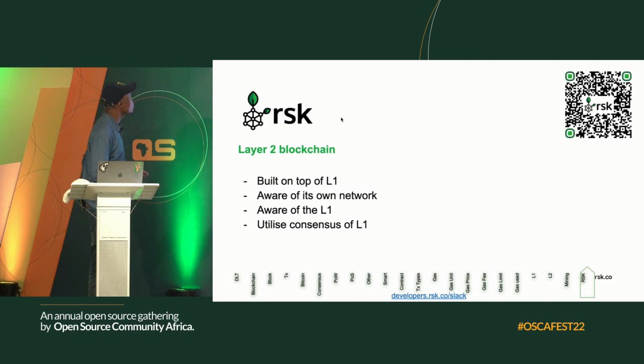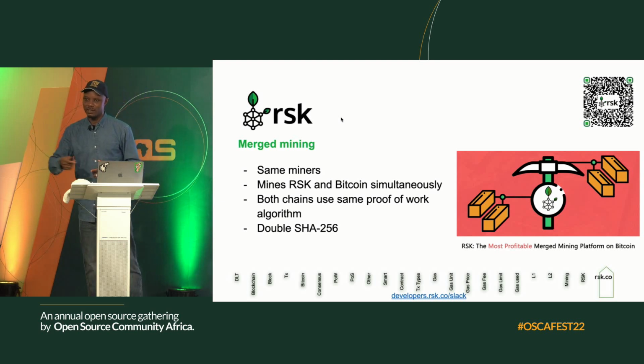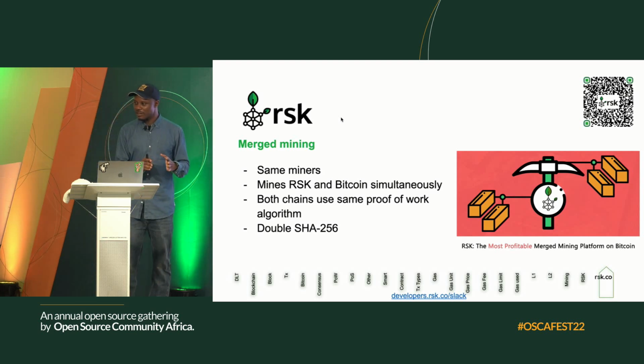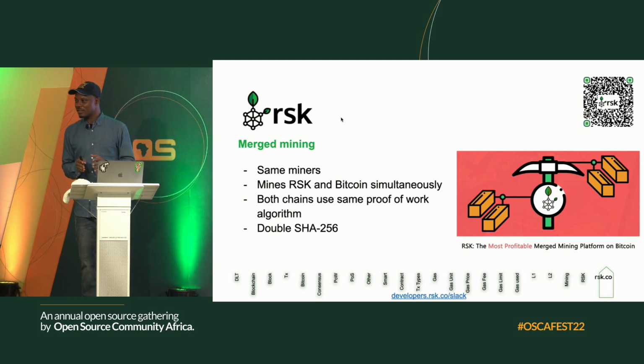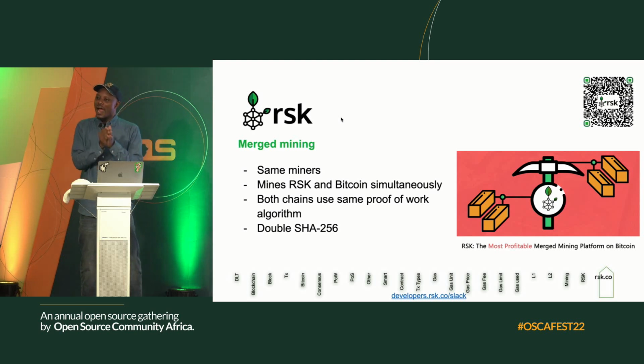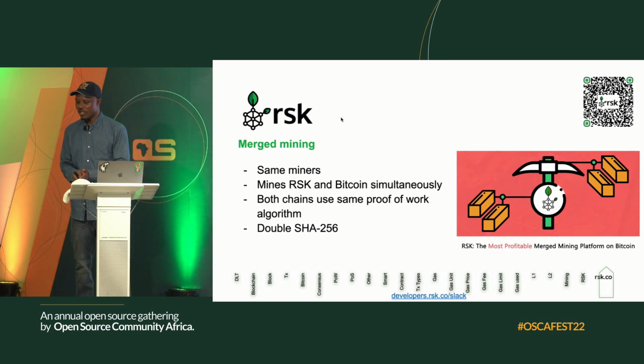Okay, good. So we have what they call merged mining. I've told you about mining. Now, merged mining is the process that allows the RSK blockchain to be mined simultaneously by the Bitcoin miners. Now, this is huge because the same Bitcoin miners are using the same resources, not like they do this one separately. They do it simultaneously. So they mine Bitcoin and still use that power to also mine the RSK blockchain.